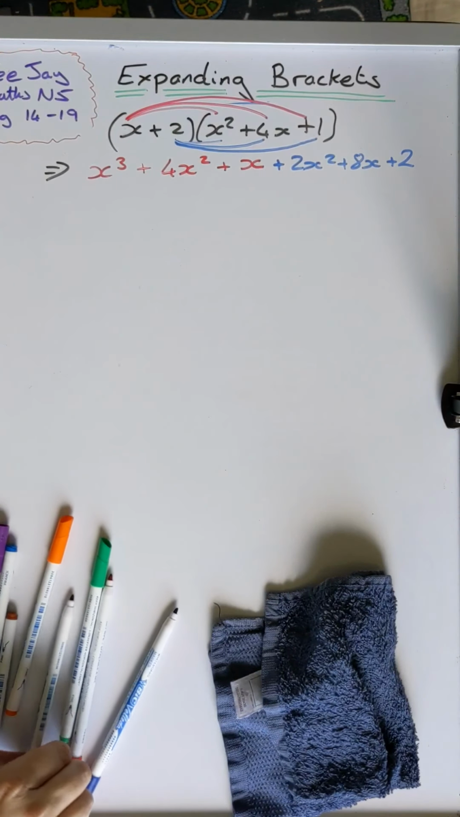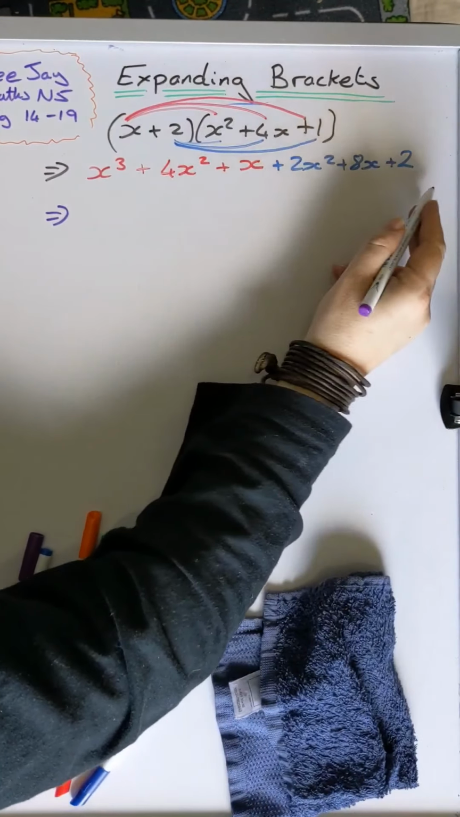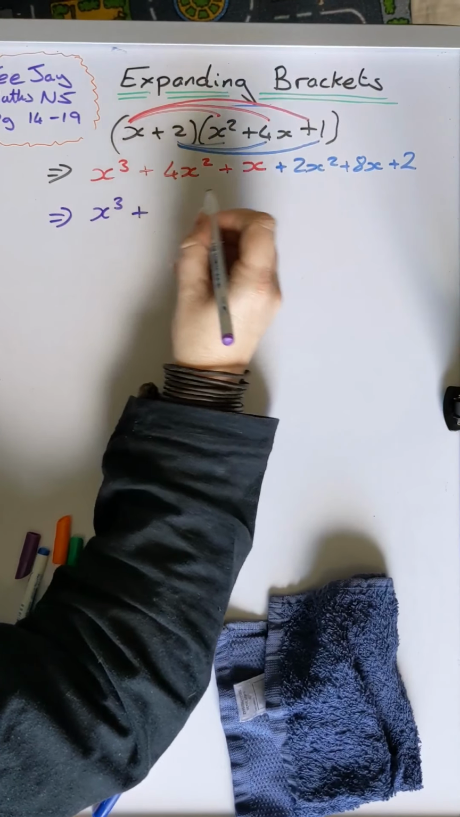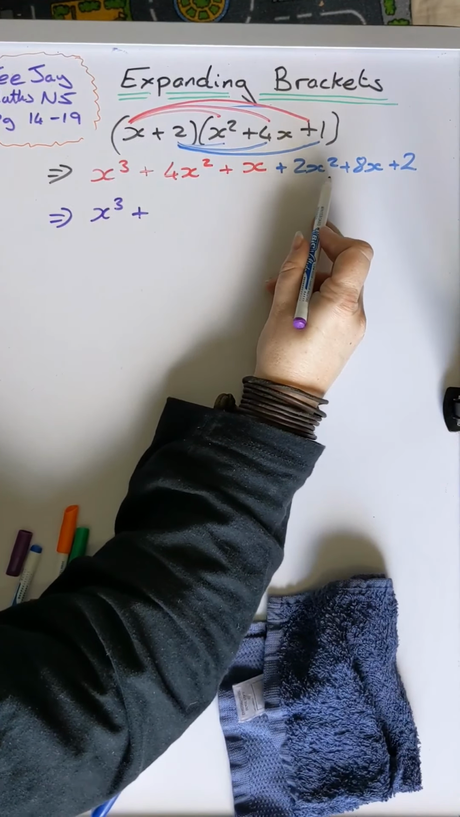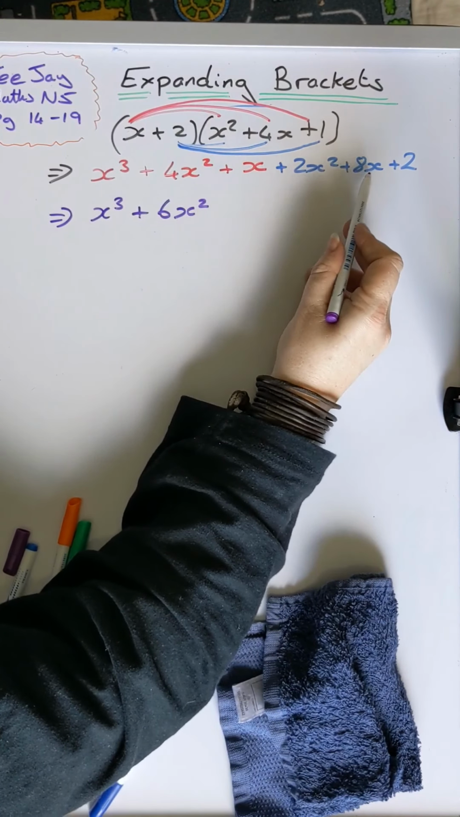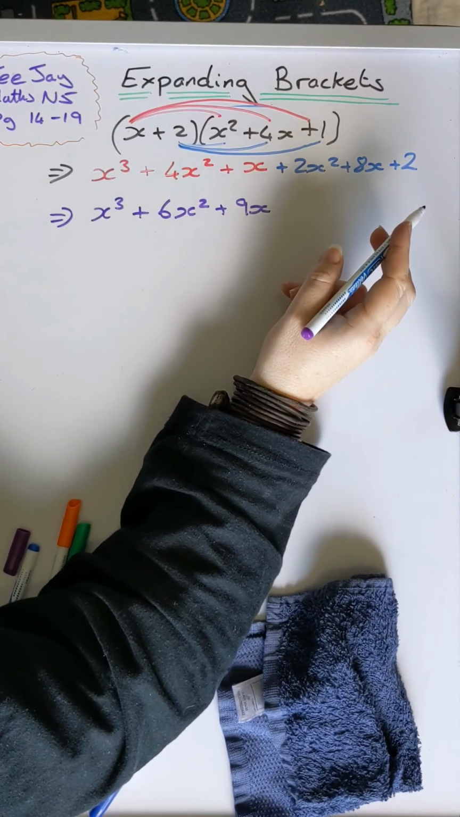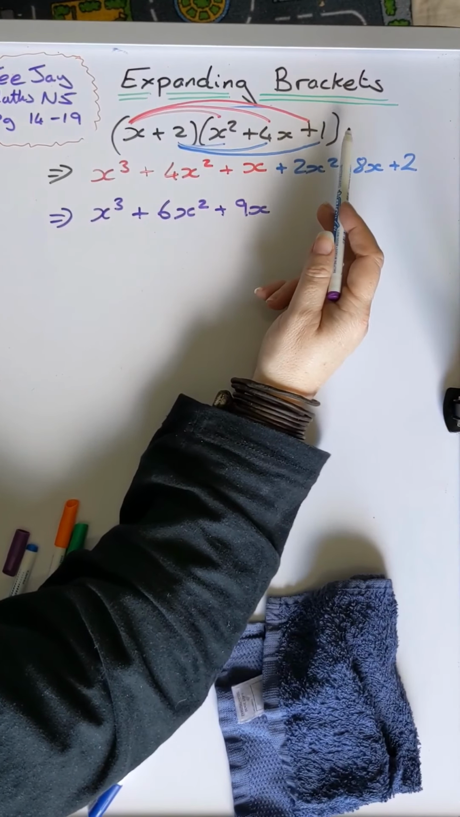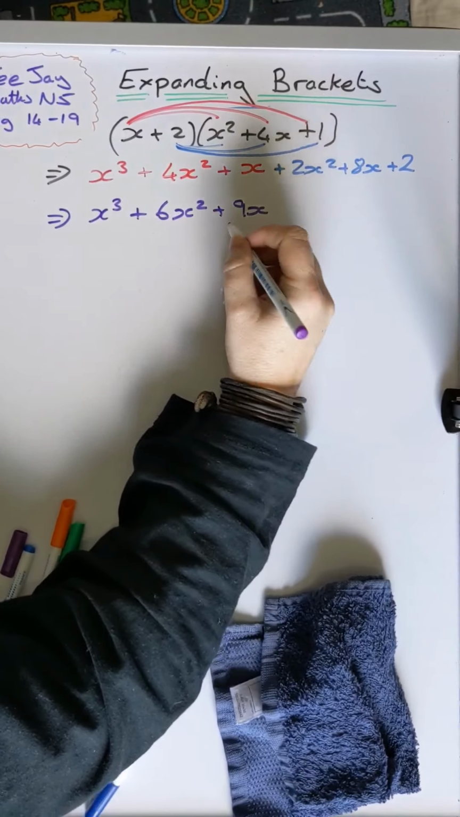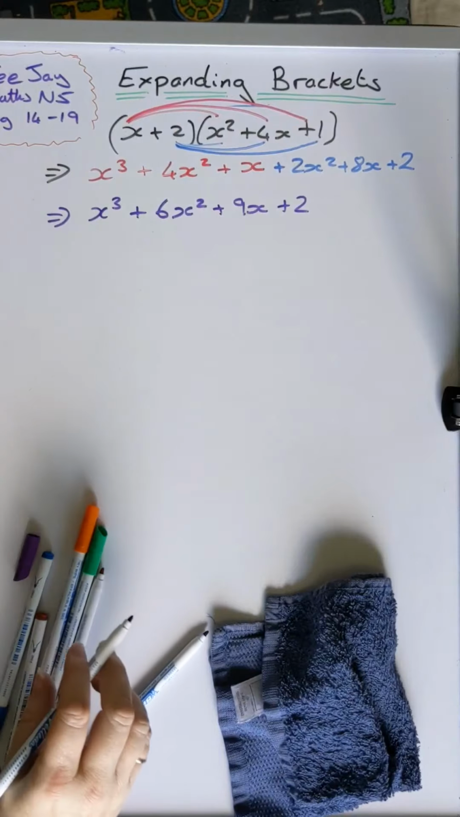Now we need to collect our like terms and tidy it all up. So that becomes, we've got one lot of x cubed. We've got 4x squared plus 2x squared, so that's 6x squared. X plus 8x is 9x. Remember to be watching out for any negatives. We don't have any in this question, but you do need to remember they still follow the number that they're attached to. And then we have plus 2 on the end. And that's our final answer.